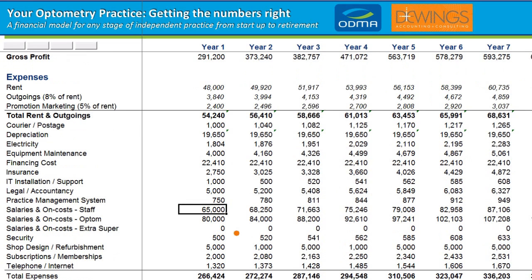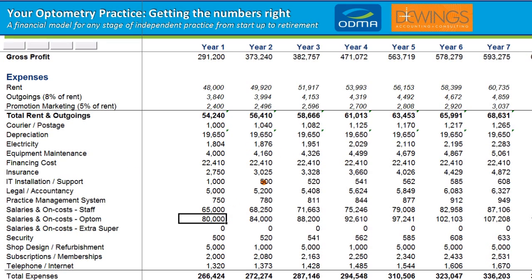Now, in this model, we've taken into account a salary for the optometrist himself or herself. For this particular optometrist, we factored in a salary of around about $80,000. And what that means is that any profit that the model demonstrates is going to be a return to you above and beyond what you're already taking out of the practice as a salary.